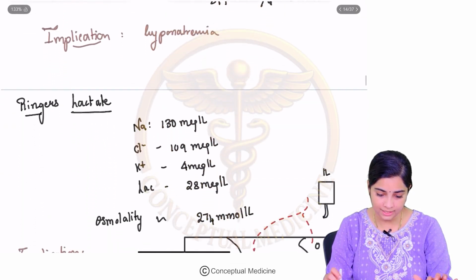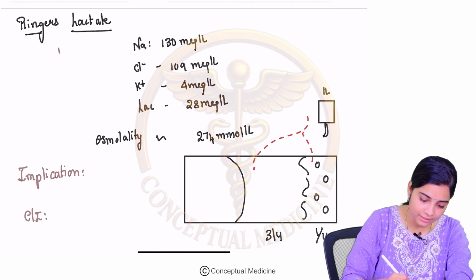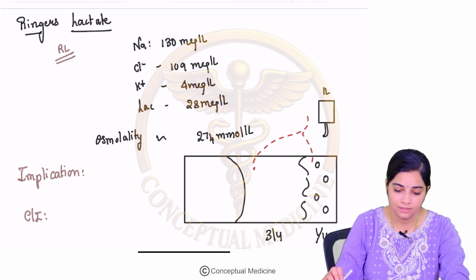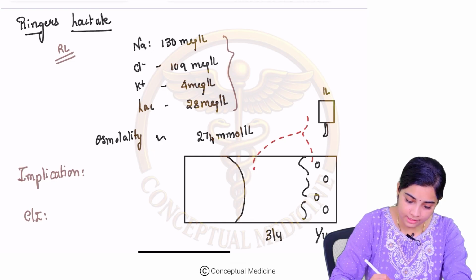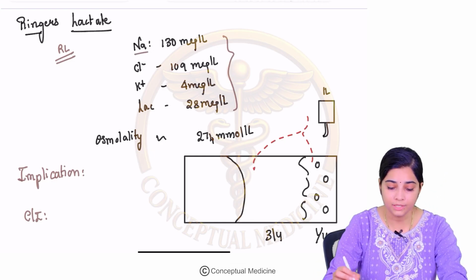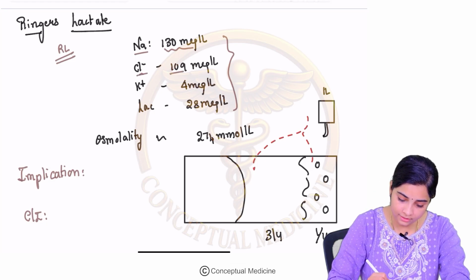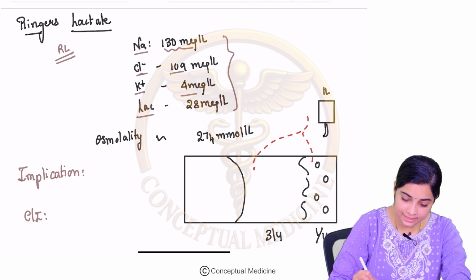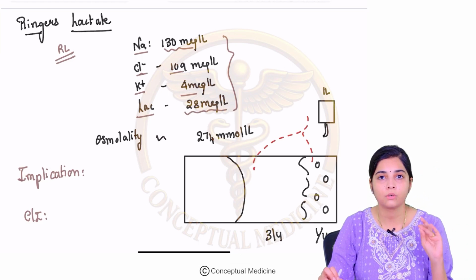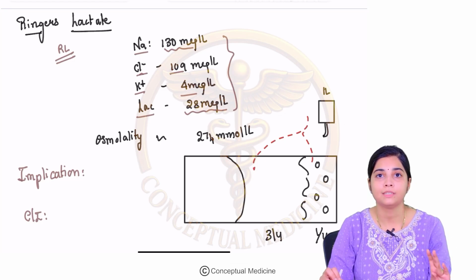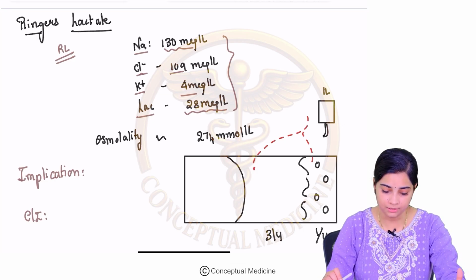Now let us see the next IV fluid. So the next IV fluid is your lactated ringers or ringers lactate, which we call as RL. So what is the composition of your lactated ringers? Ringers lactate basically comprises of sodium at around 130 milliequivalents per liter, chloride of 109, potassium of 4, and it has lactate at 28 milliequivalents per liter.